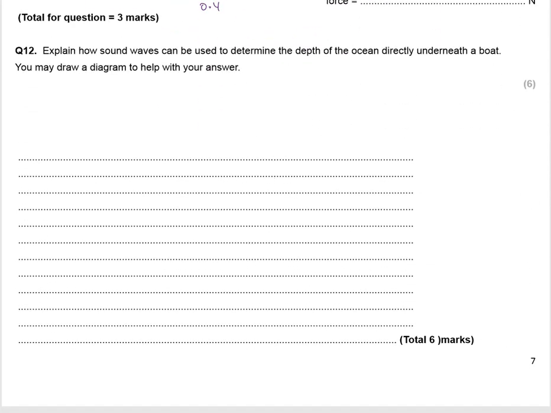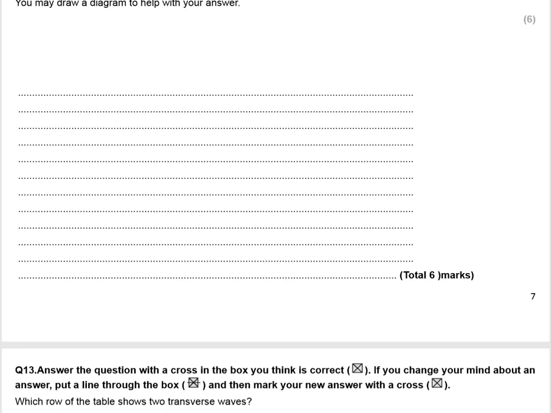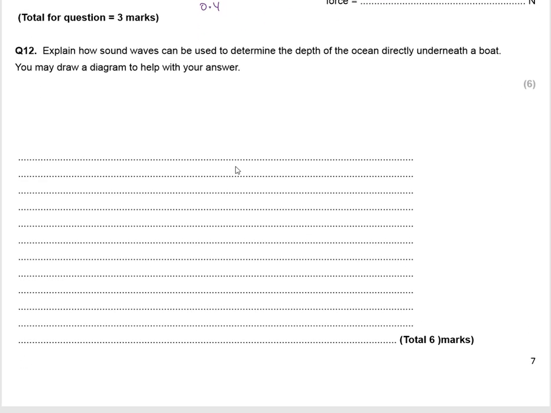Now, first of all, let's take a look at this one. We want to work out how sound waves are used to work out the depth of the oceans. So this here is echolocation. Let's sort this out. Let's see what we have now. First of all, it is ultrasound. We want to know what's going on.